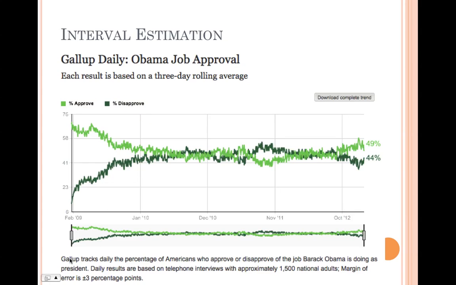And you can read a little bit more information here at the bottom. Gallup, that's the organization, tracks the daily percentage of Americans who approve or disapprove of the job Barack Obama is doing as president. Daily results are based on telephone interviews with approximately 1,500 national adults. That's your sample size. The margin of error is plus or minus 3 percentage points. And we're going to discuss the meaning of a margin of error in a second.